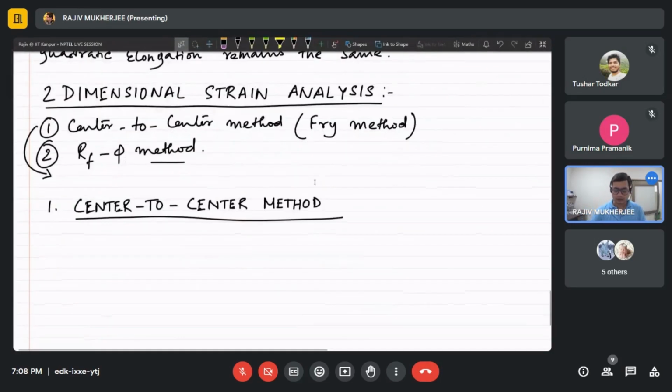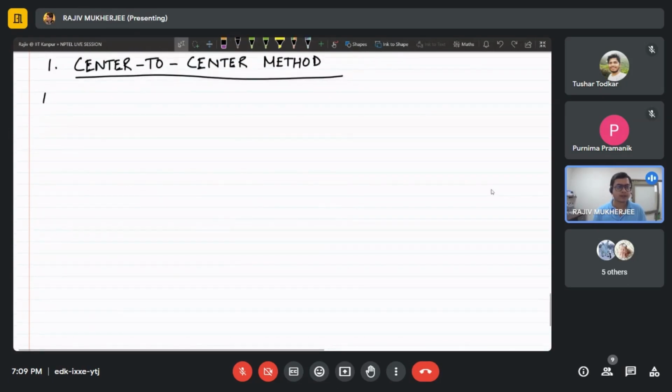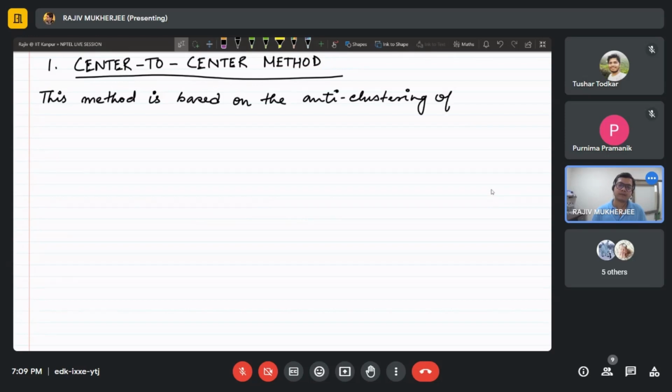So we can say that this method is based on the anti-clustering of a statistically large number of data points. Okay.